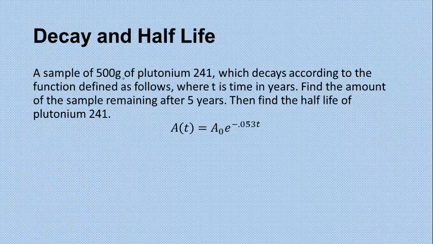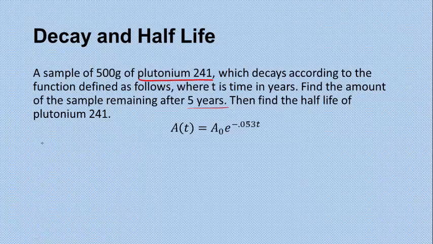A sample of 500 grams of plutonium-241, which is the name of it. So the 241 is part of the name, so don't think that that's a number that needs to be used. Which decays according to the function defined as follows. T is the time in years. So this is the function that talks about how it decays, how it decreases in size or quantity. Find the amount of the sample remaining after 5 years. Then find the half-life of plutonium-241.